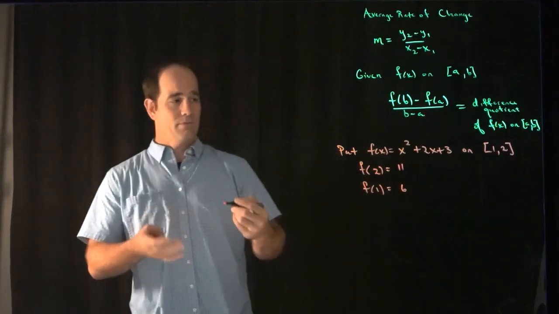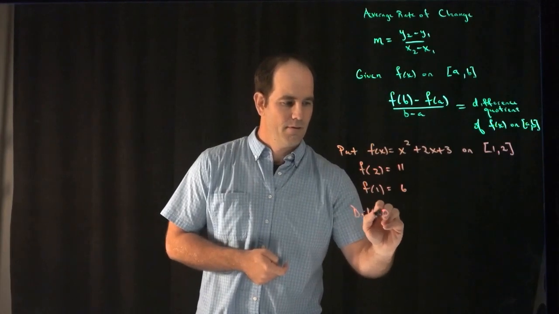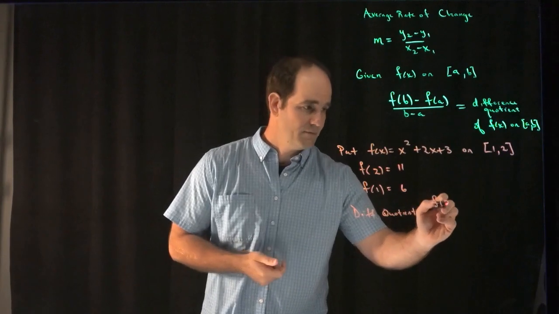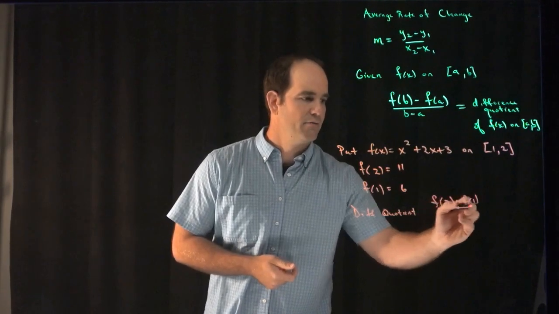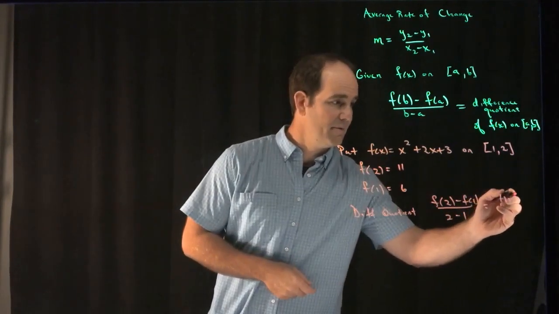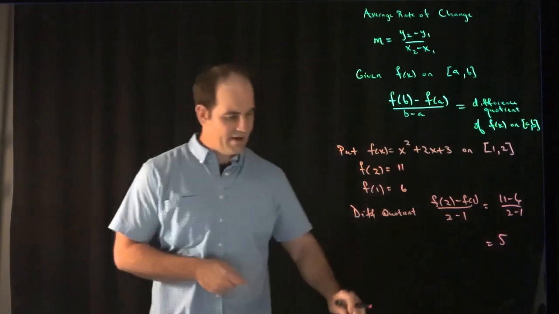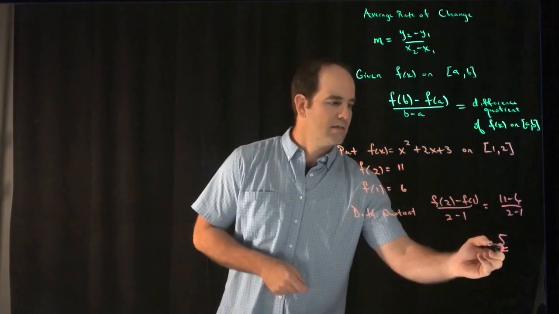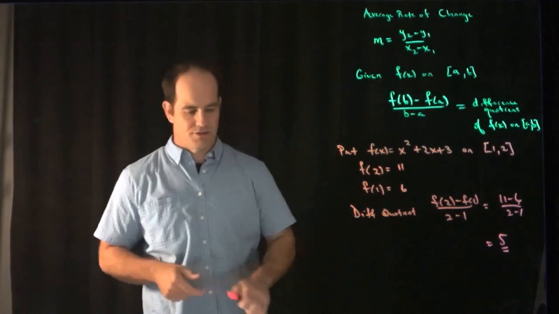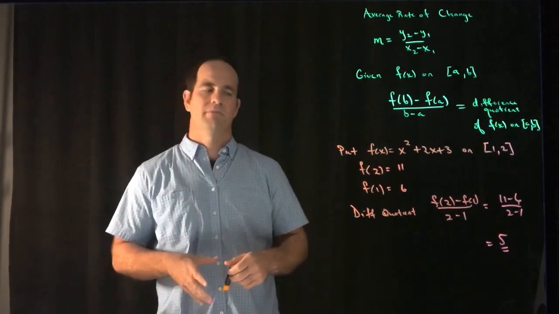So as I get ready to calculate my difference quotient, I'm going to take f of 2 minus f of 1 over 2 minus 1. In specifics, 11 minus 6 over 2 minus 1. That gets me to a value of 5 in a hurry. So I could say, and I'm always going to ask you to provide a couple different interpretations. One of these interpretations is going to be more algebraic, and the other one's going to be more geometric.